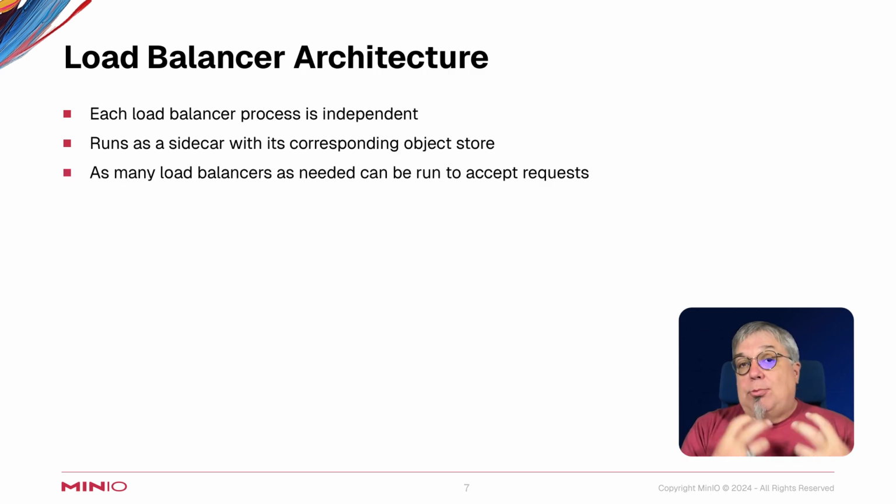Each load balancer process is going to be independent, and it runs as a sidecar with its corresponding object store. So if I have 8 object stores running in my deployment, I'm going to have 8 of these sidecar load balancer processes running as well. The load balancers are all going to talk to each other to make sure that they're routing traffic to the right places, and as many load balancers as needed can run to accept the requests. Because it is so lightweight, it doesn't really have a huge impact on the system. It just allows you to control all of your access very simply, very easily.